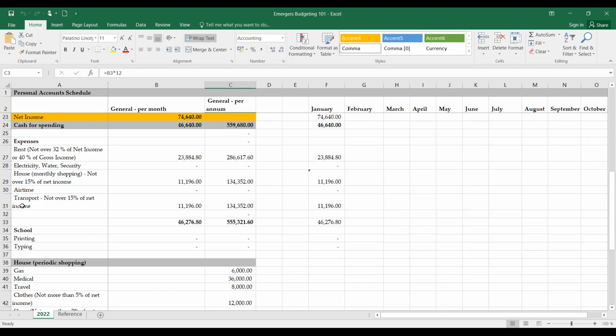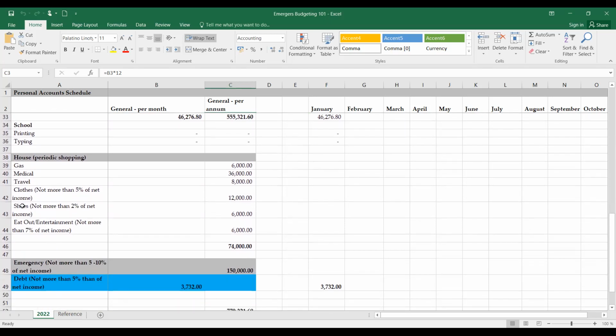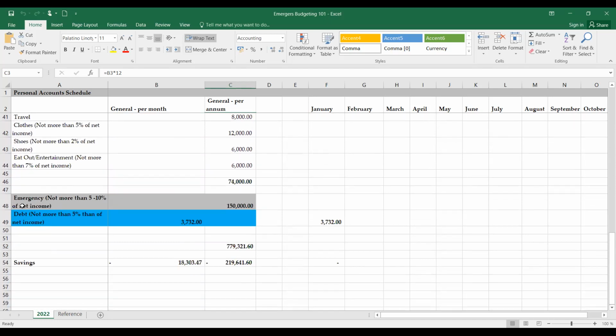Then the next costs are the periodic shoppings, the things like the cooking gas, medical expense, travel periodically for family and other activities, clothes and shopping, and then entertainment. Many of us forget to put entertainment in our budget or just some sort of self-care, and then we feel so deprived. So this is a core part of budgeting for me. I ensure that that is included.